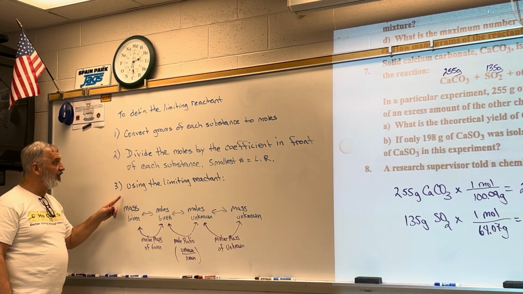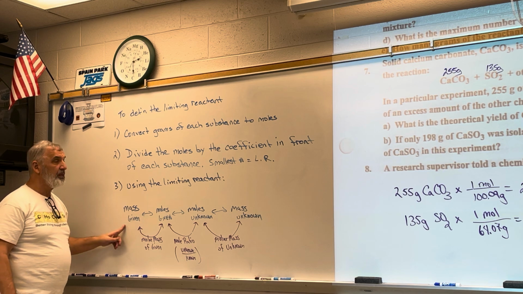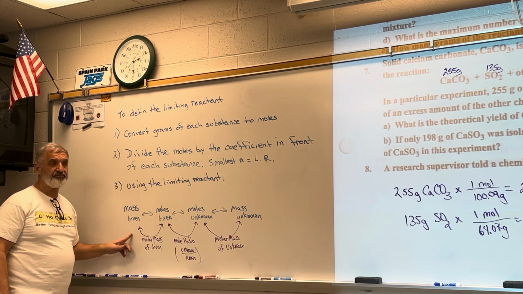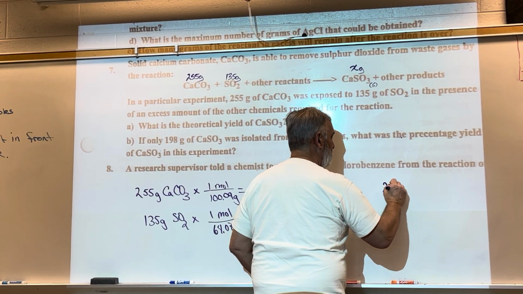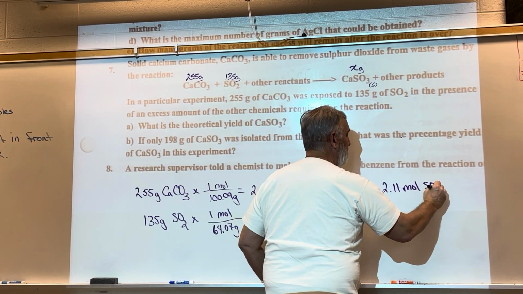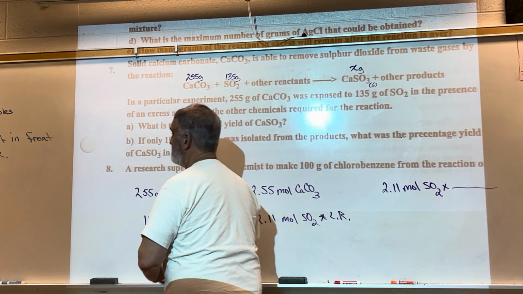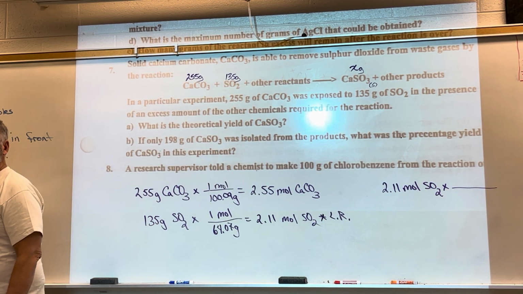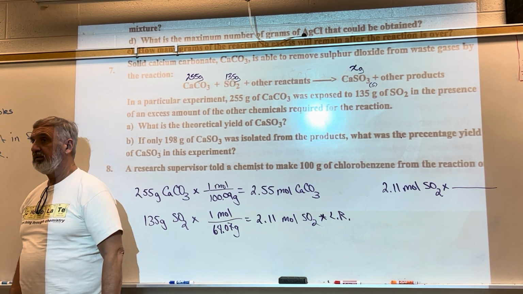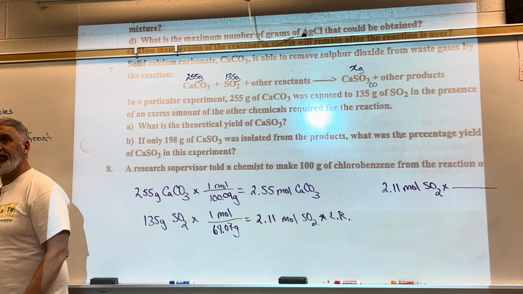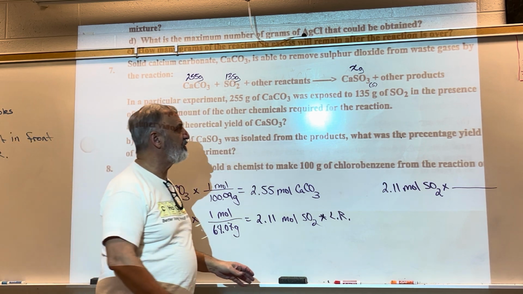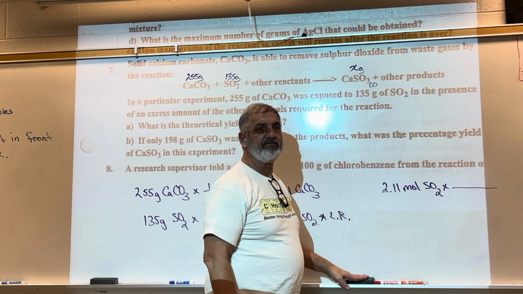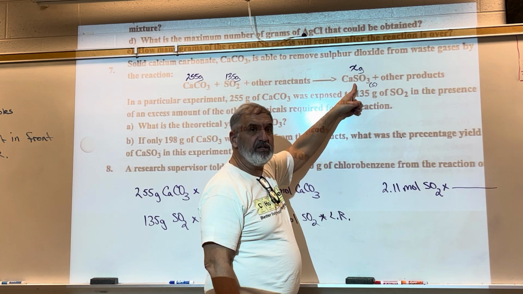But now I need to get my theoretical yield using the limiting reactant. So I can say 2.11 moles of SO2 times what? What's the next step in the process? Moles unknown over moles given. Mole ratio. A ratio is two numbers. It's always what I'm looking for over what's given. In this case, what am I looking for? I'm looking for my unknown, my theoretical yield.